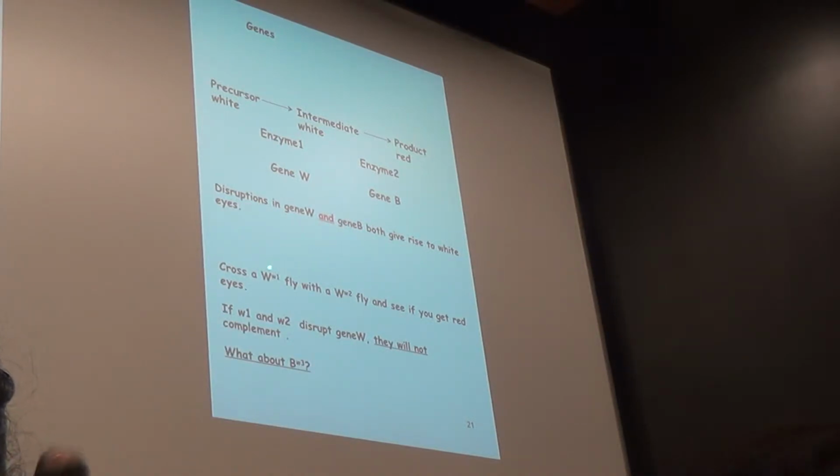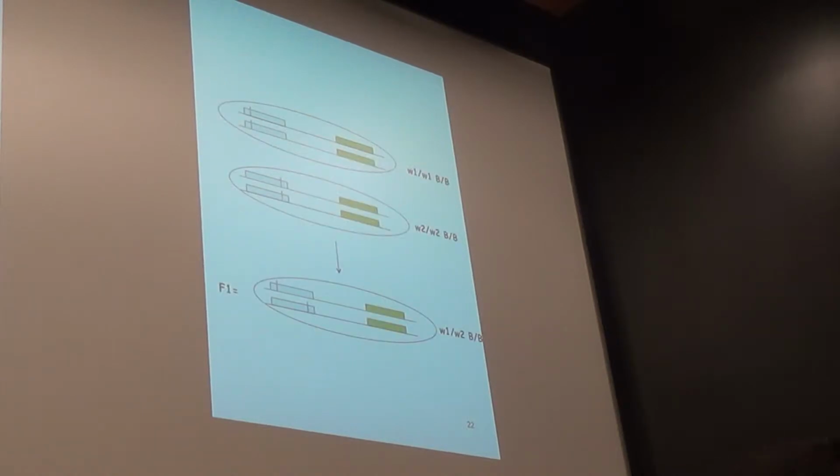If you cross a W1 fly with a W3 fly, the mutations will complement each other because they're mutations in 2 different genes. And in the F1, you will find red-eyed flies. Okay? So, if you are W1, W1, big B, big B, there's the first fly. W2, W2, big B, big B, there's another fly. And when you make a cross of this, you're going to end up with a situation that looks like this.